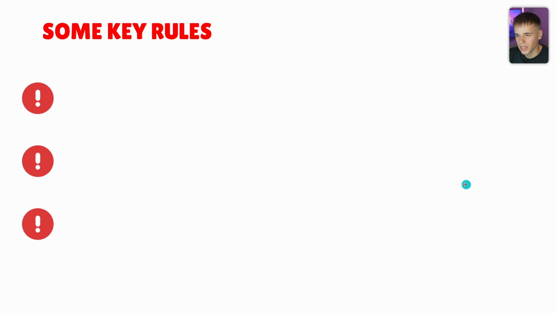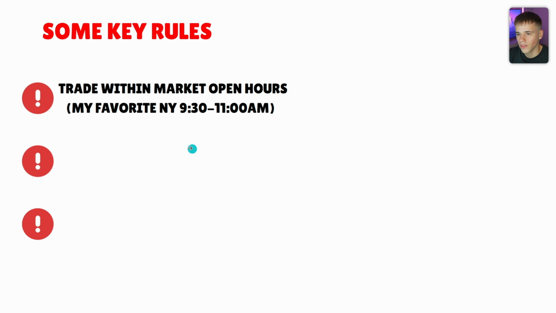Right now, on to some key rules that you have to follow in order to actually make profits in the market. The first one is to trade within market open hours. Me personally, I trade the New York session, which starts from 9:30 and ends at 11 a.m. So you want to specifically target market open hours. It doesn't have to be New York like mine, but it can be Asia, London, or New York. Just look up what the session hours are and make sure that you are looking for these setups within the market hours. This is Eastern time right here, so 9:30 to 11 a.m. is the New York session.